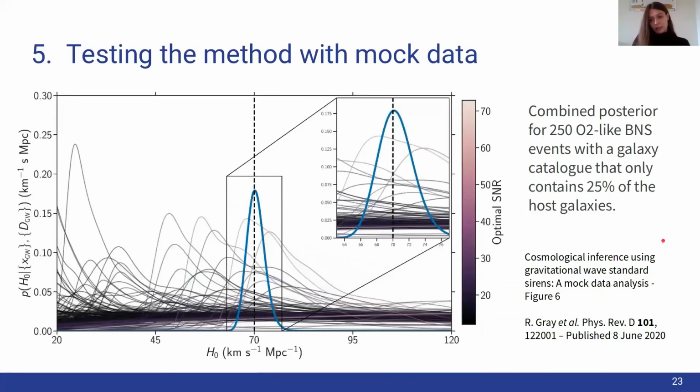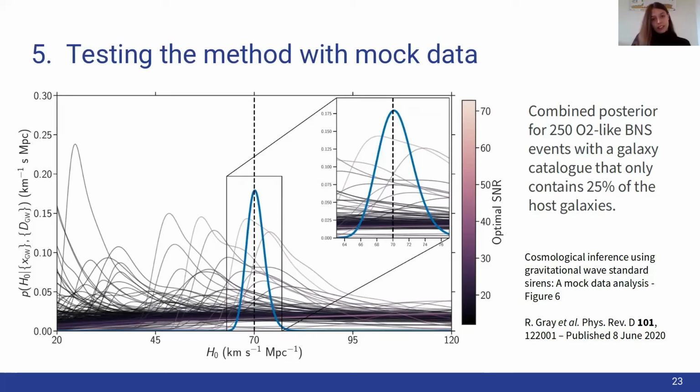Now looking at one of the results from this paper, this is the posterior for 250 binary neutron star events, and in this case the galaxy catalog only contained 25% of the host galaxies. So I think this is just a nice demonstration that even when your galaxy catalogs are highly incomplete, you can still get an unbiased result on the Hubble constant, as long as you have correctly accounted for your EM selection effects. It's just worth noting that it will take more events to narrow down to the same level of precision as if you had a higher completeness catalog.